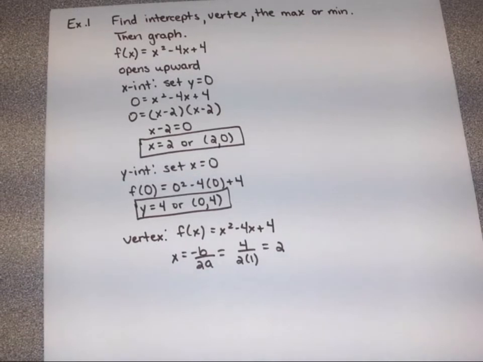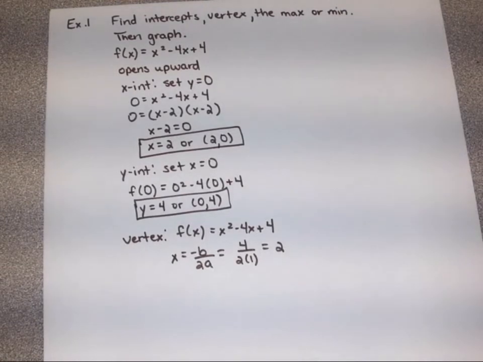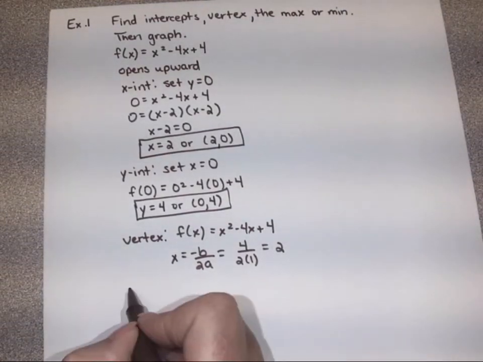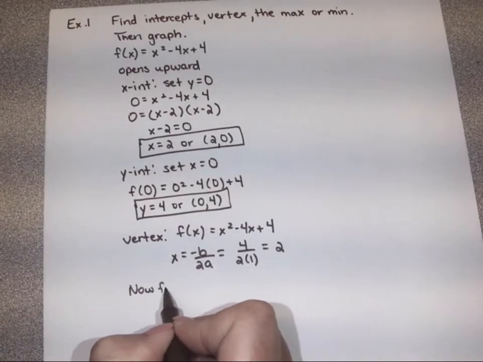So that's only half the vertex. I almost always have students say, oh, the vertex is 2, and they move along. But remember, the vertex is a point, so it has to have an x part and also a y part.